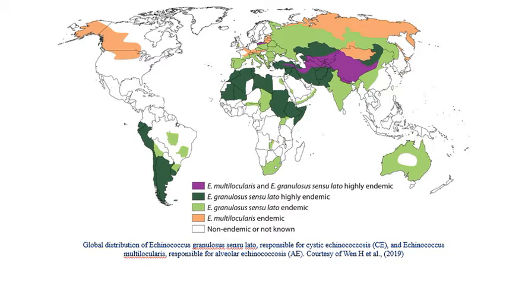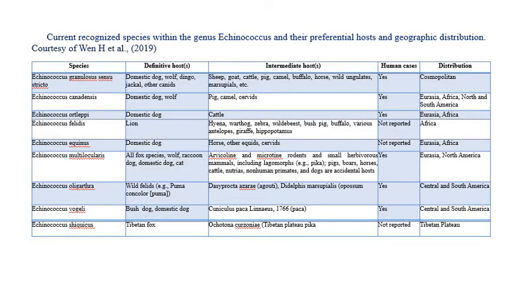In regard to North America, the north central United States, northern Alaska, and northwestern Canada have long been areas of Echinococcus multilocularis endemicity, but the parasite's geographic range appears to be expanding due, at least in part, to increased and improved sampling efforts targeting defined hosts other than foxes. The currently recognized species within the genus Echinococcus, their preferential hosts and geographic distribution are presented in tables.